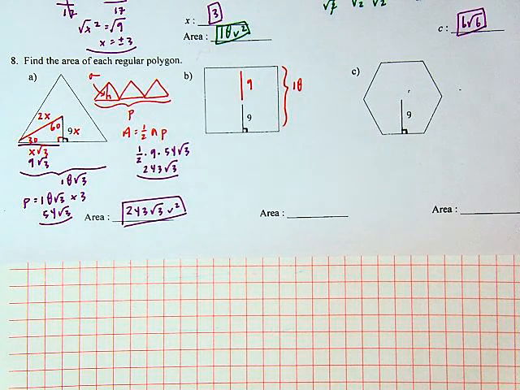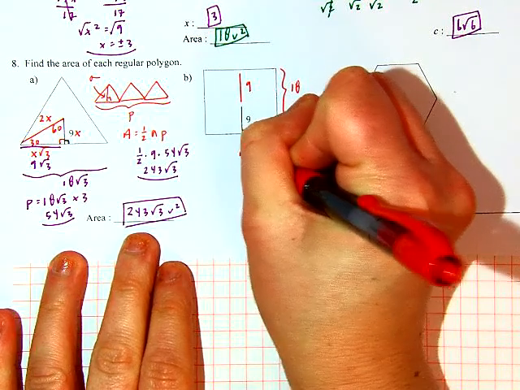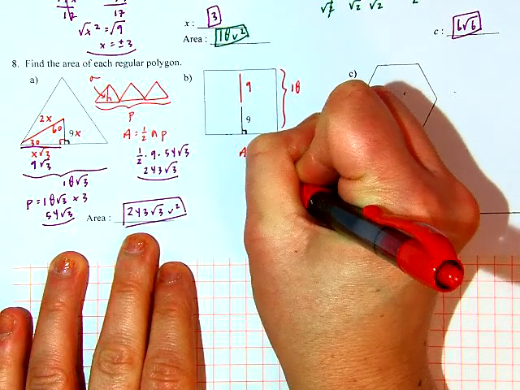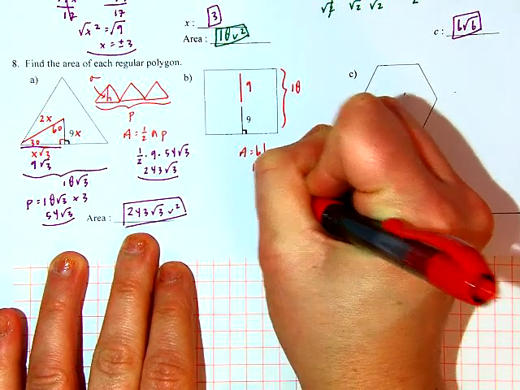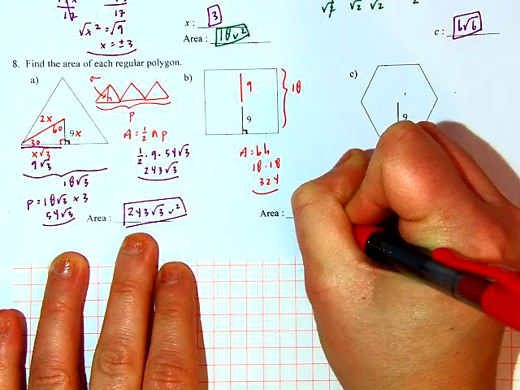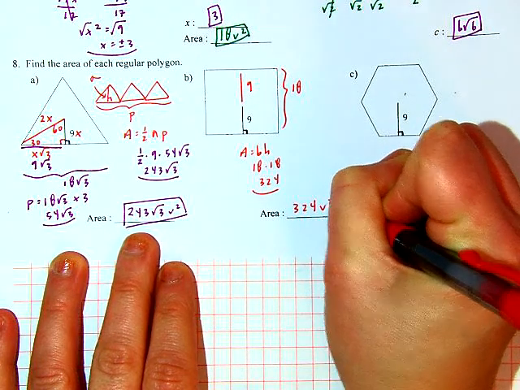I'll do base times height because I know they're both 18. So area would be base times height. 18 times 18 would get me 324. Units are squared.